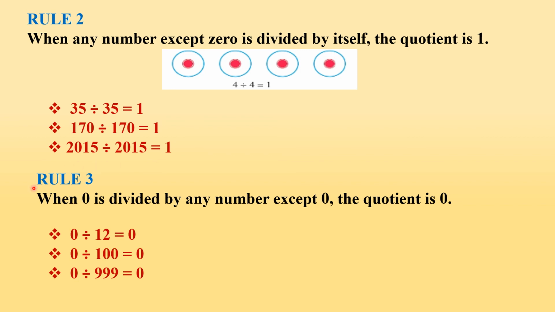Rule 3. When 0 is divided by any number except 0, the quotient is 0. 0 divided by 12 equal to 0, 0 divided by 100 is equal to 0 and 0 divided by 999 is also 0.